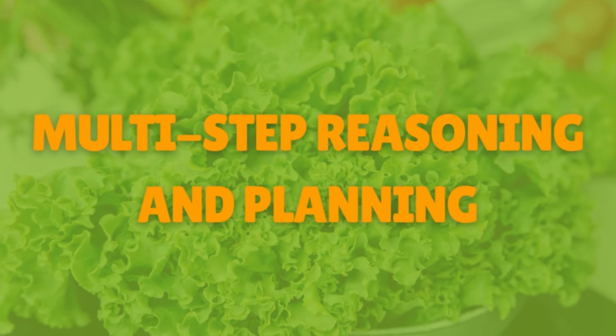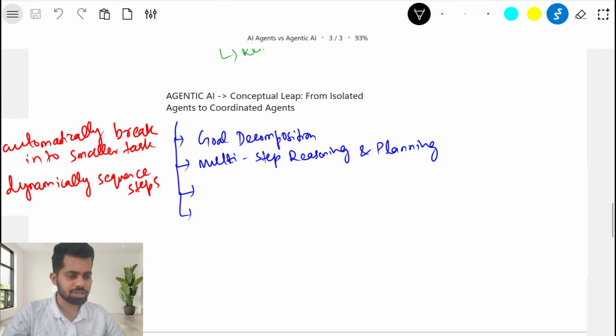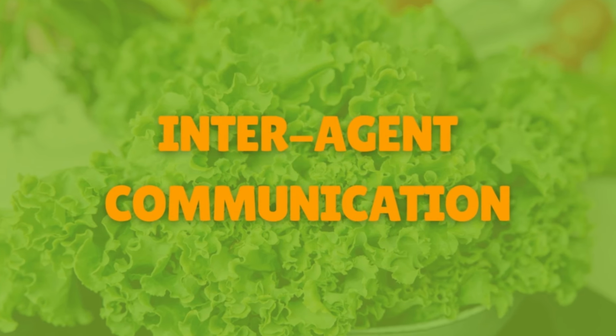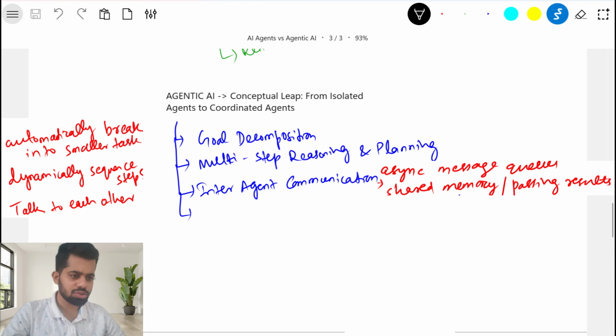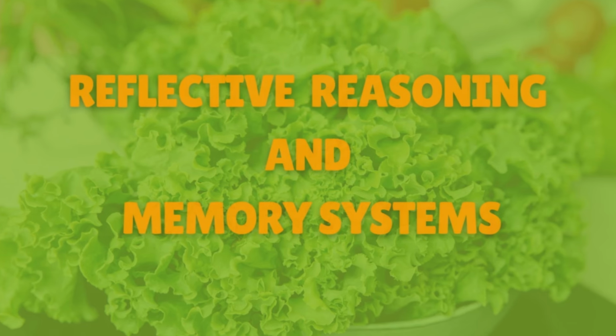Coming to the second step, multi-step reasoning and planning. These systems don't just run in a fixed order. They dynamically sequence steps, adjust when the environment changes, and recover if one subtask fails. It's flexibility baked into the architecture. Next, coming to inter-agent communication, where agents talk to each other through distributed channels, like async message queues, shared memory, or passing intermediate results. It means they can coordinate without constantly relying on a central controller, making the system scalable and resilient. And the final is reflective reasoning and memory systems.